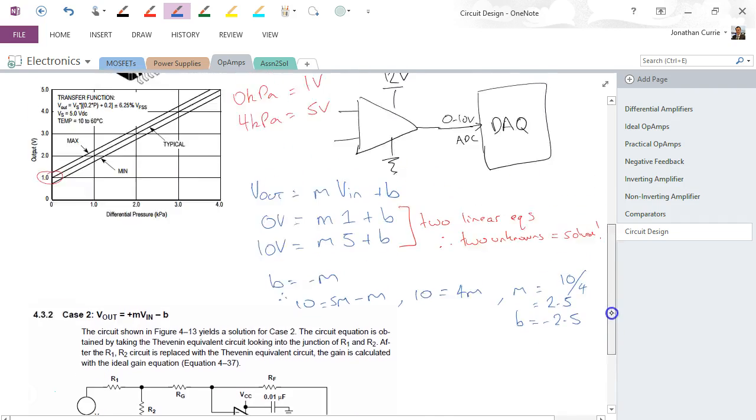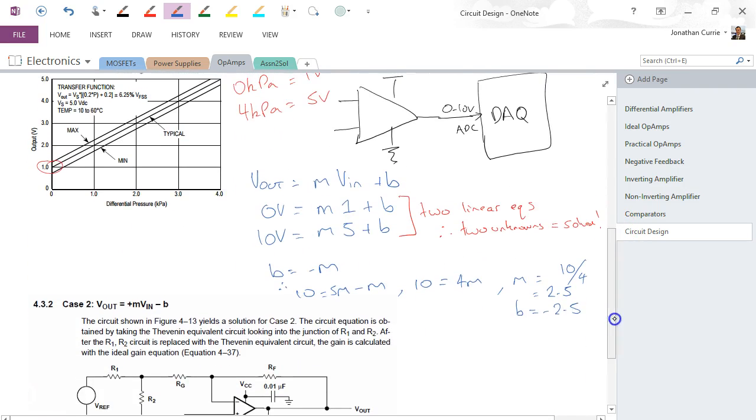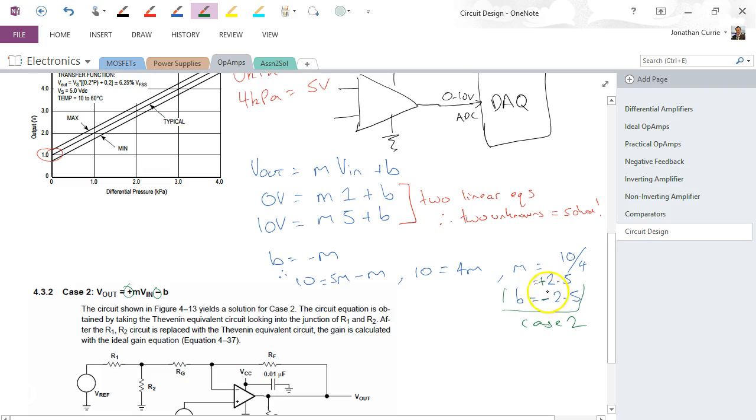Now within this chapter of the book are 4 cases that you can use based on the signs of our solution. In this case we got plus 2.5 for M and minus 2.5 for B. Case 2 has plus M and minus B, as I've got here. So from that I know I'm solving case 2. This is the most common one we're using. Case 1 is also fairly common as well, just based on the signs of the gradient and bias associated with our linear equations.